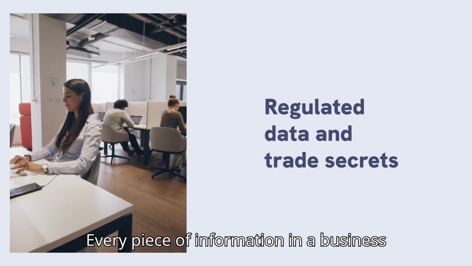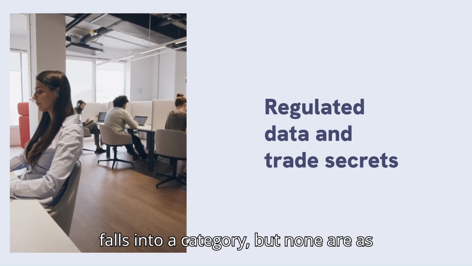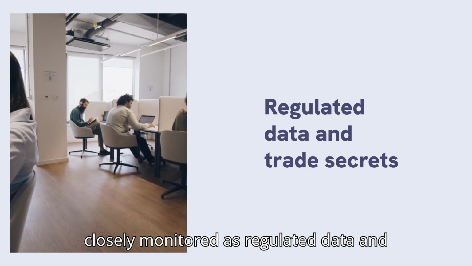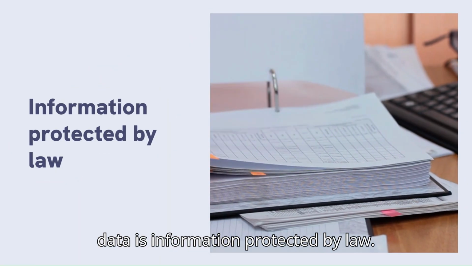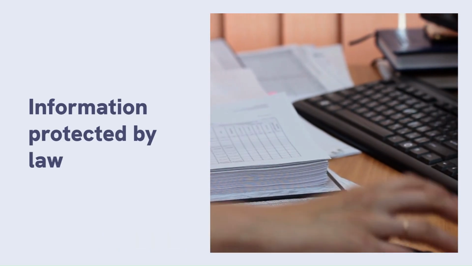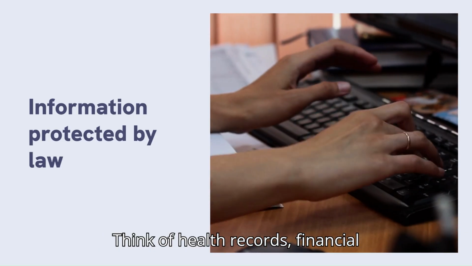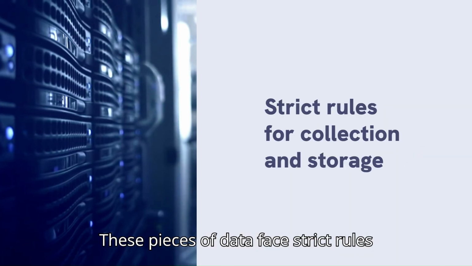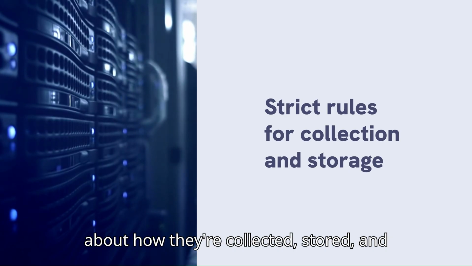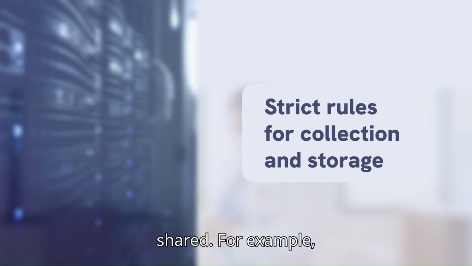Every piece of information in a business falls into a category, but none are as closely monitored as regulated data and trade secrets. Regulated data is information protected by law. Think of health records, financial details, or personal identification. These pieces of data face strict rules about how they're collected, stored, and shared.